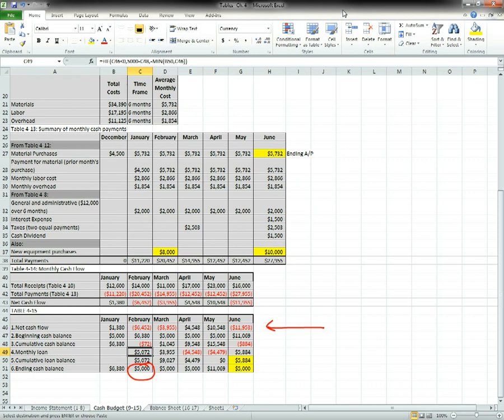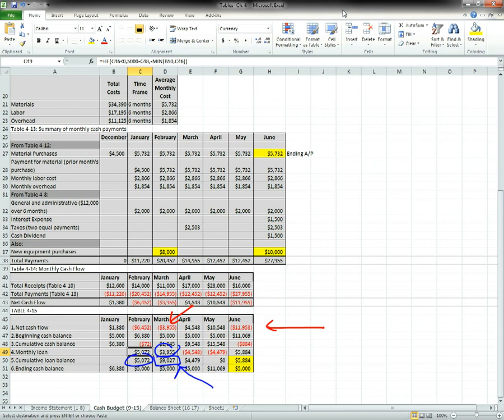In March, we're going to have to borrow money because we have a negative net cash flow. We started with $5,000. We're going to have only $1,045 if we don't borrow any money. So we're going to borrow another $3,955, and that is just going to be added to the $5,072 we borrowed the month before, and now we owe $9,027. But we still have $5,000 in cash on hand.